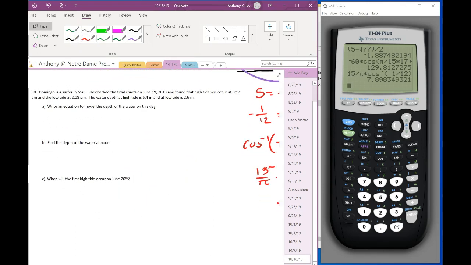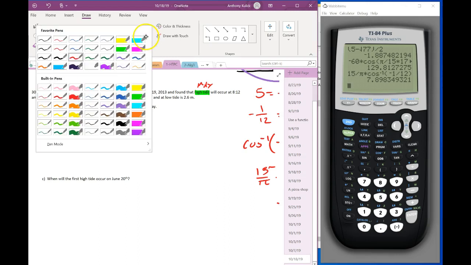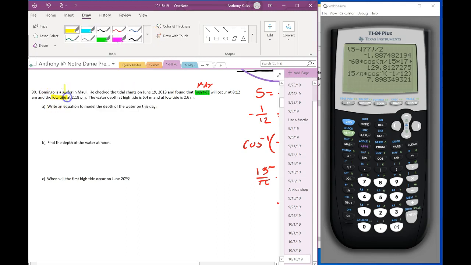We have Domingo is a surfer in Maui. He checks the tidal charts on June 29th, 2013, and we find that high tide occurs at 8:12 a.m. When I see the word high tide, what am I thinking? Okay, and we have low tide at 2:18, so that's a minimum. Write an equation to model the depth of the water on this day.